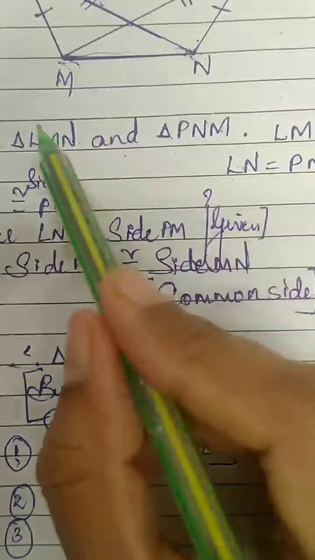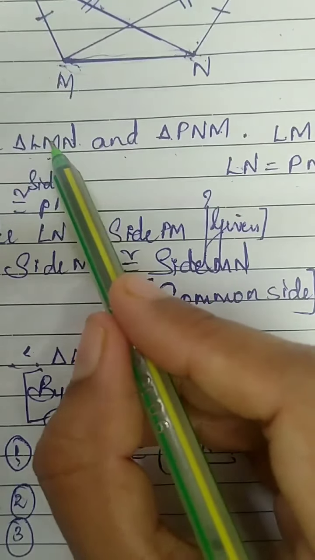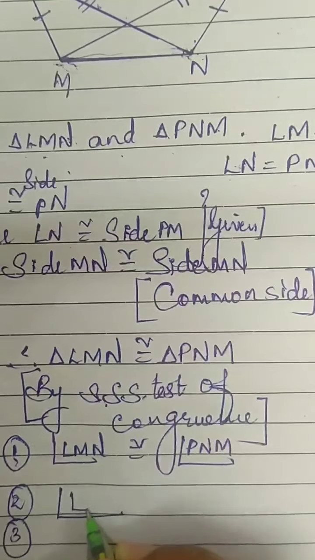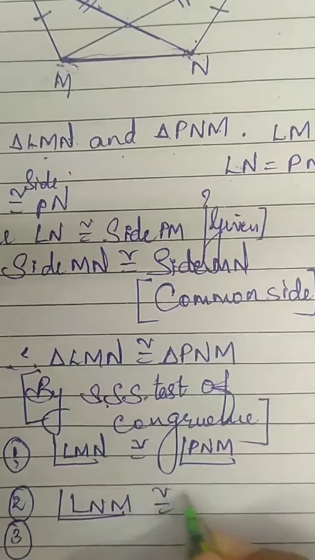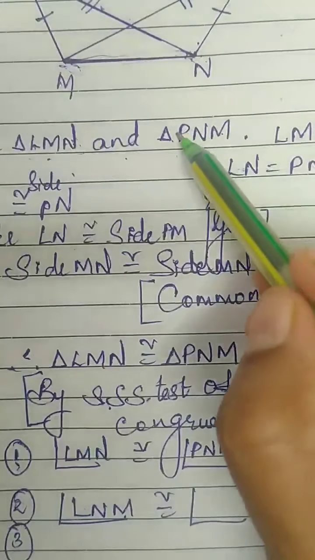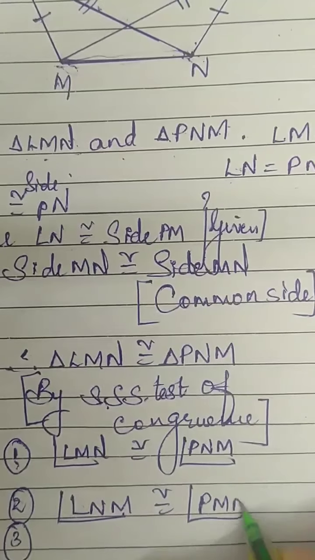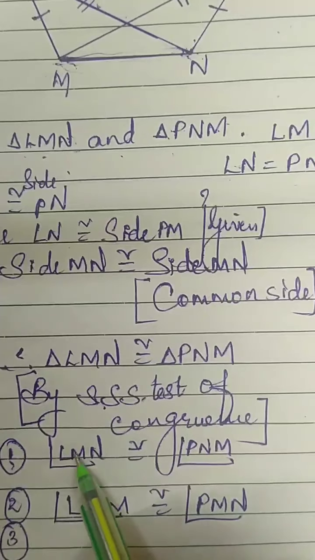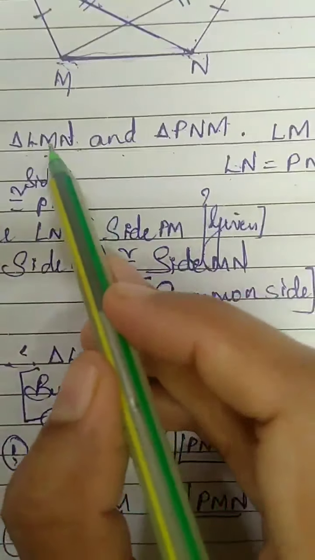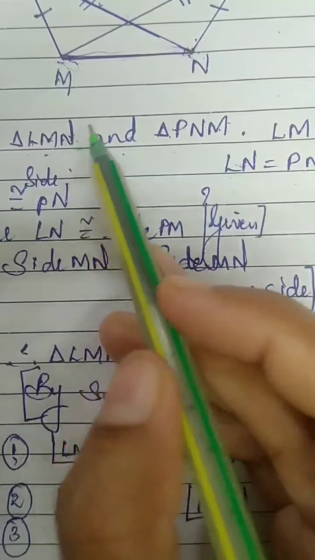Next, angle LMN we took, no? Now let us take LNM. First, third, second. Angle LNM, same way. Take the next triangle's angle, similar way. So, angle LNM congruent to angle PMN. Okay? So, M came in the center, N came in the center. Now, L should come in the center.